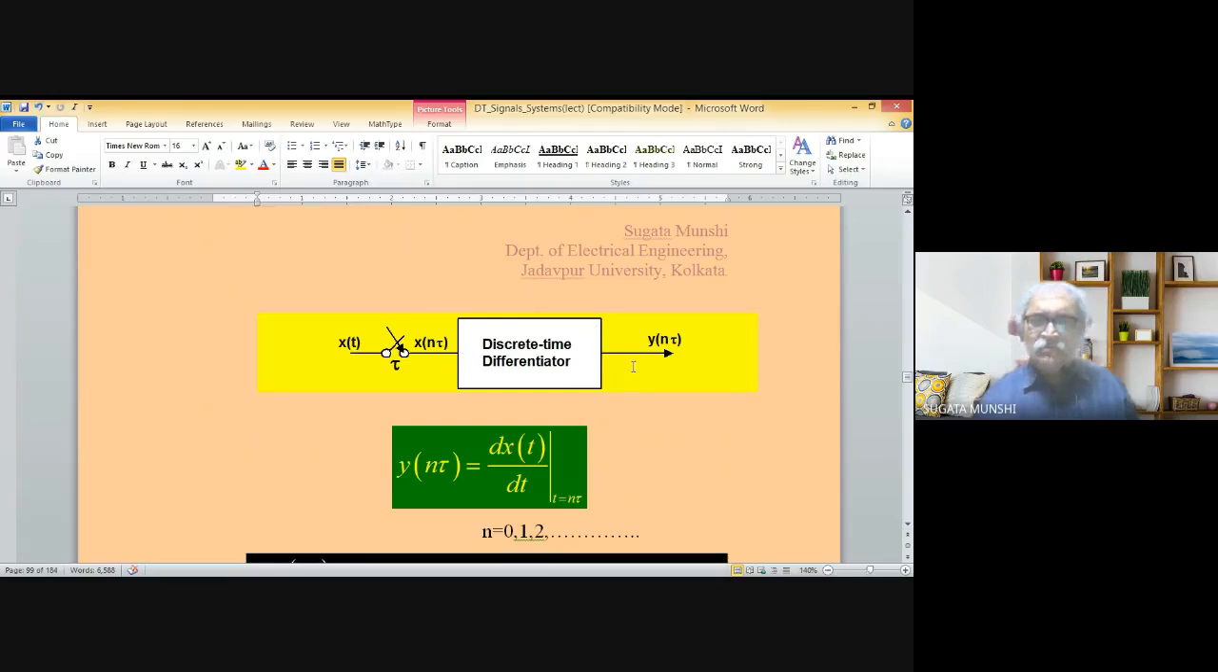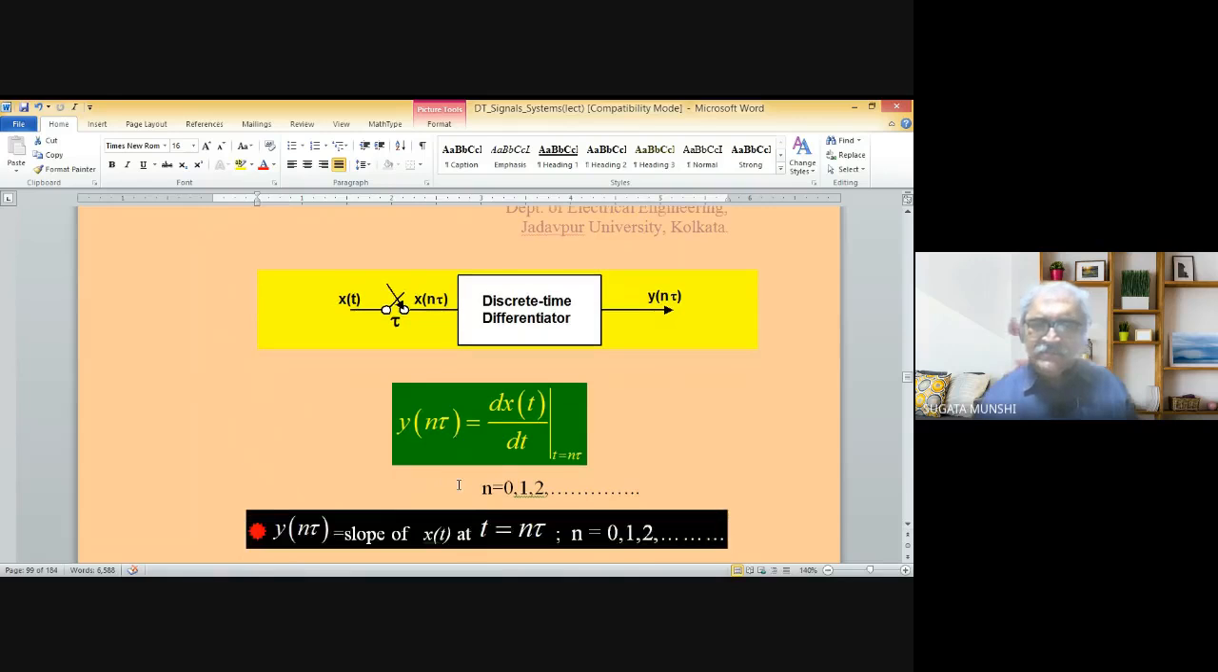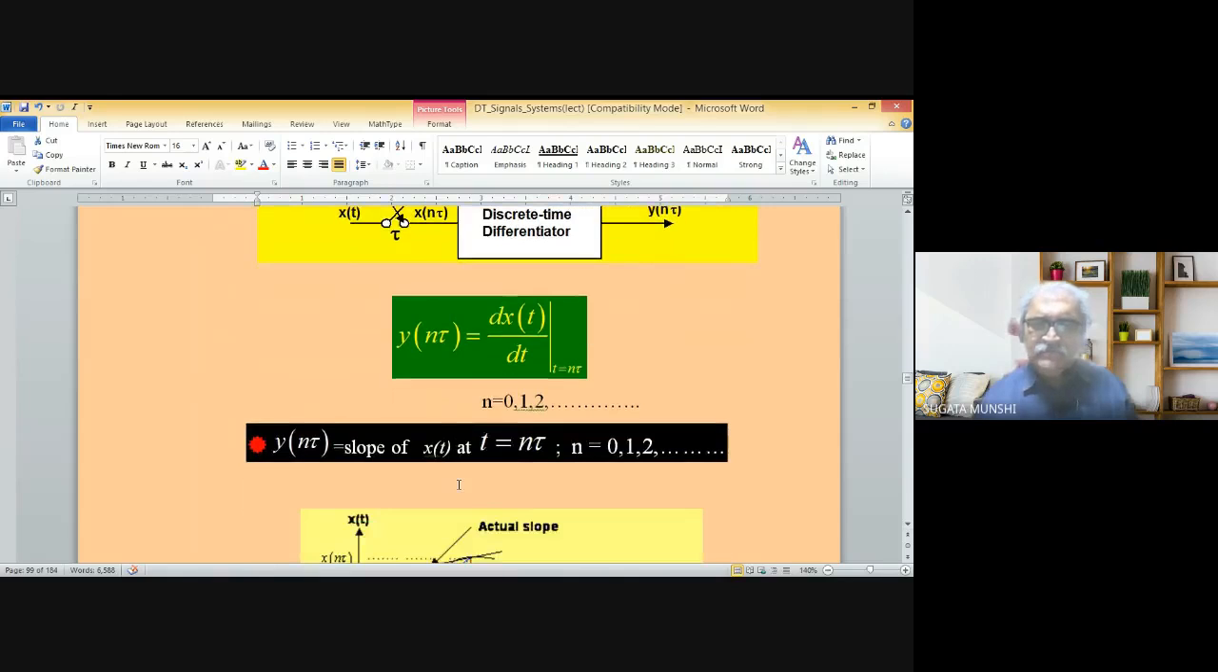So at 0 instant of time, y0 will be the derivative of xt at t equal to 0. Y tau will be the derivative of xt at t equal to tau. Y2 tau will be the derivative of xt at t equal to 2 tau, like that. So this is yn tau, dxt dt at t equal to n tau. That means yn tau will be the slope of xt at t equal to n tau, n having values of 0, 1, 2, 3, 4, etc.